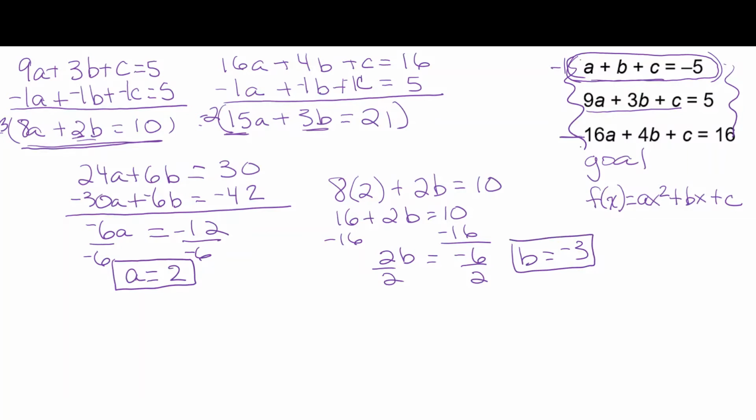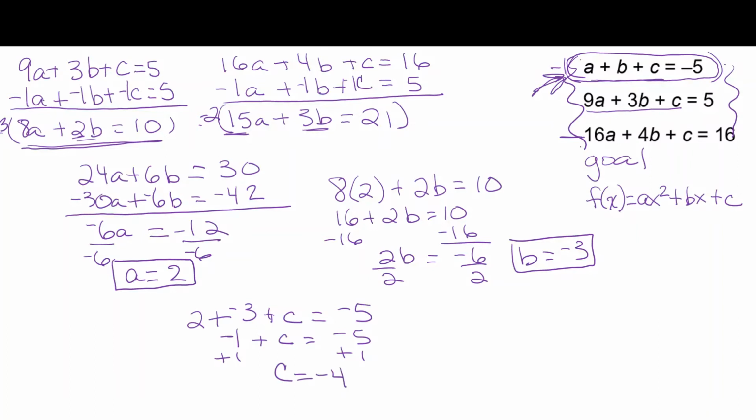All right, so I've got my a and b, so now all I have to do is solve for my c. And I'm going to go back and use my very first equation because that's easier. So I'm going to say a is 2 plus b, which is negative 3, plus c is going to equal negative 5. So 2 plus negative 3 is negative 1 plus c equals negative 5. So I'm going to add 1 to both sides, plus 1. So I end up with c equals negative 4.